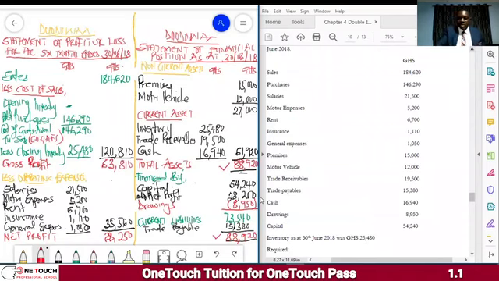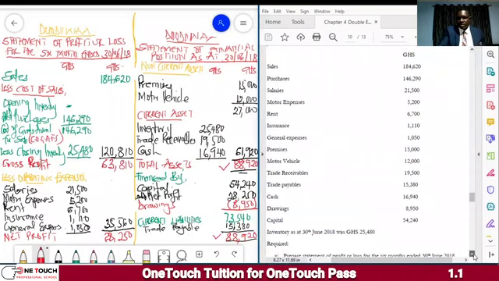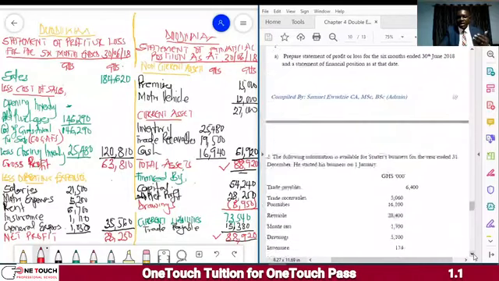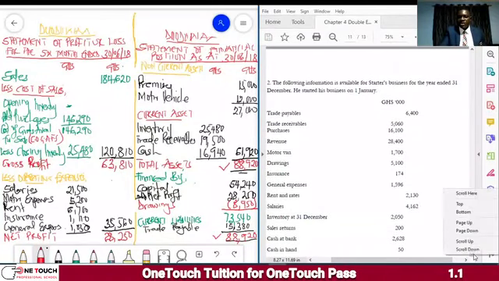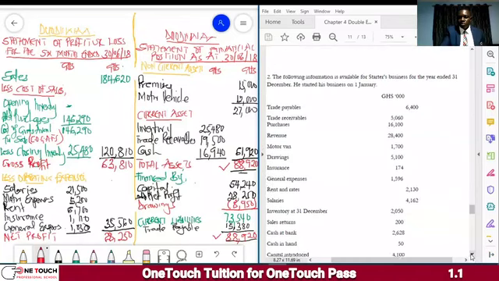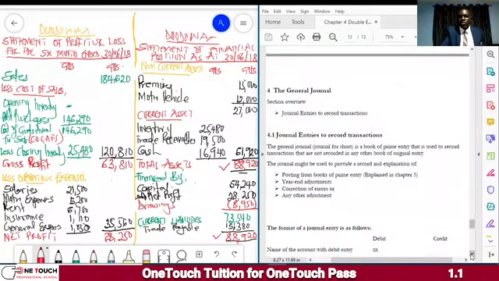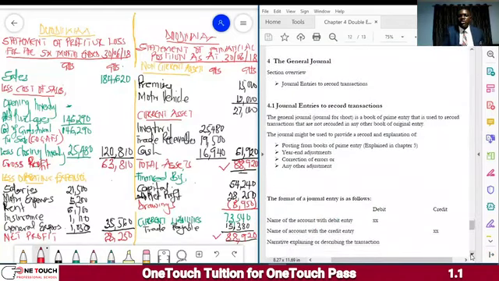Now let's look at other things. So there are other trial questions here in our interactive session. We'll try and solve more. Good. Now let me look at what is called the general journal. Now, journal entries. So here the focus is to look at how to make journal entries, okay, to record transactions.